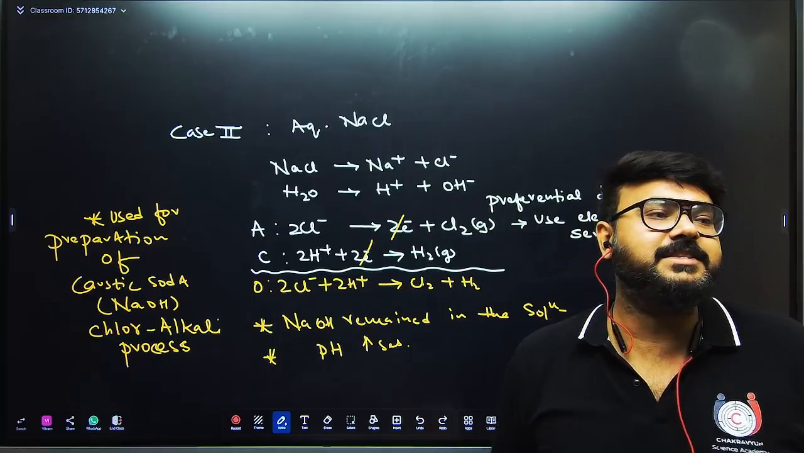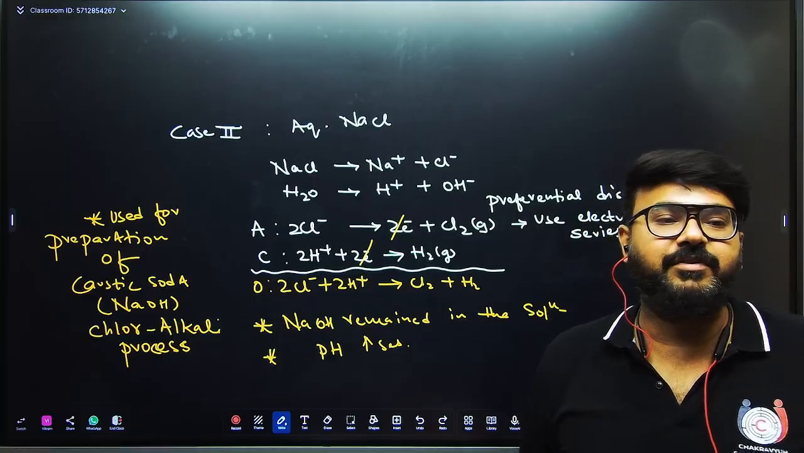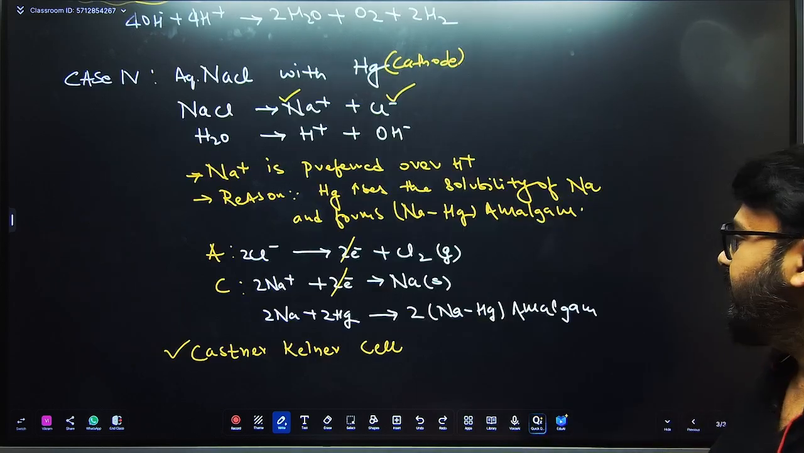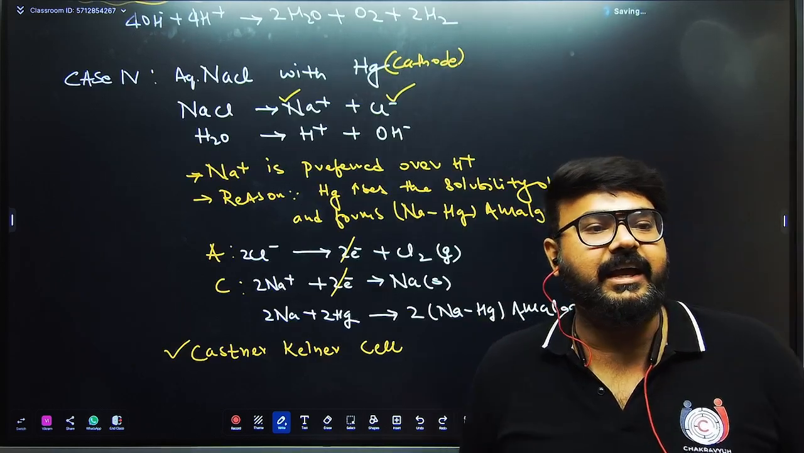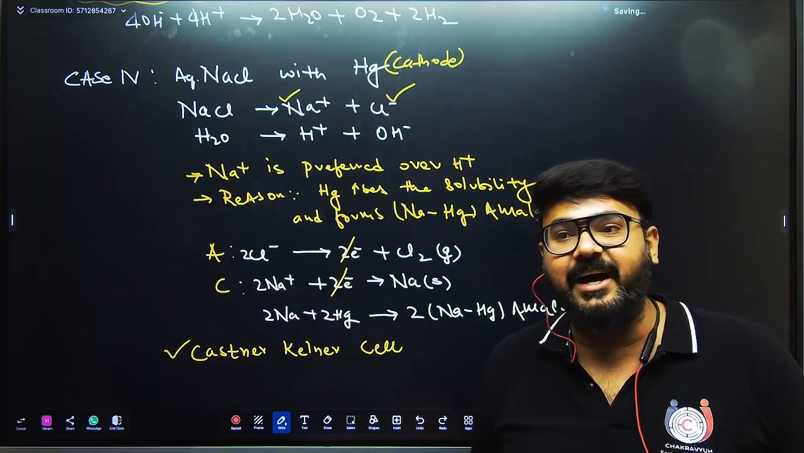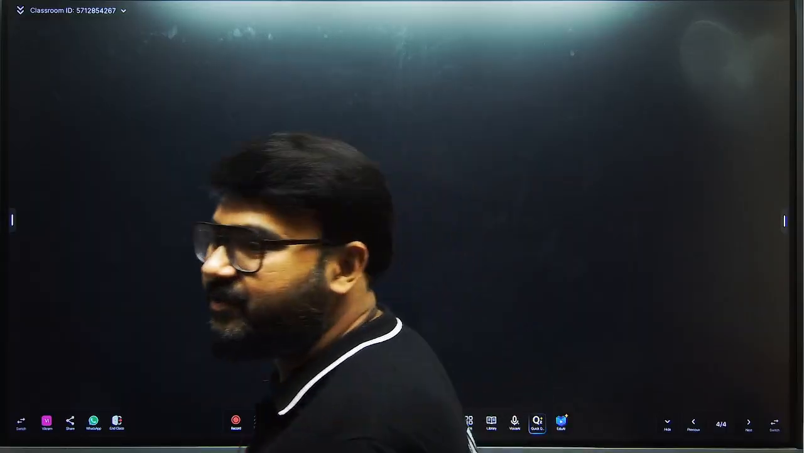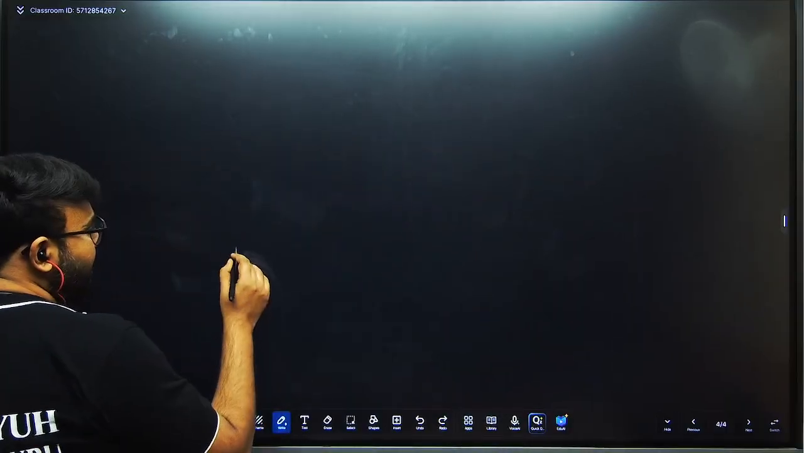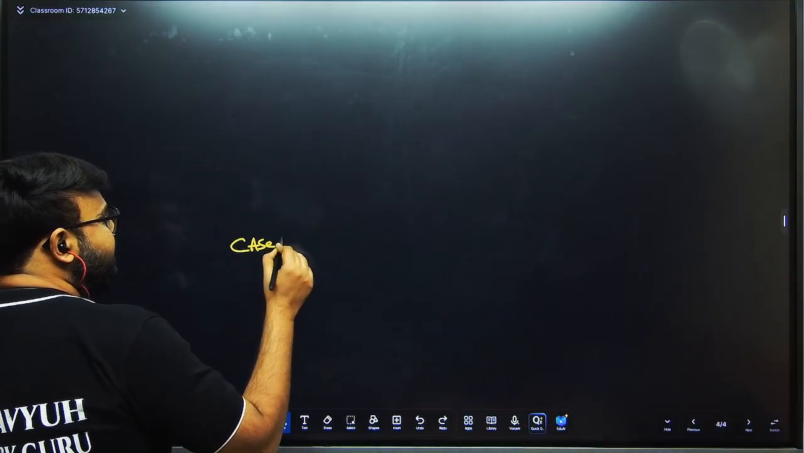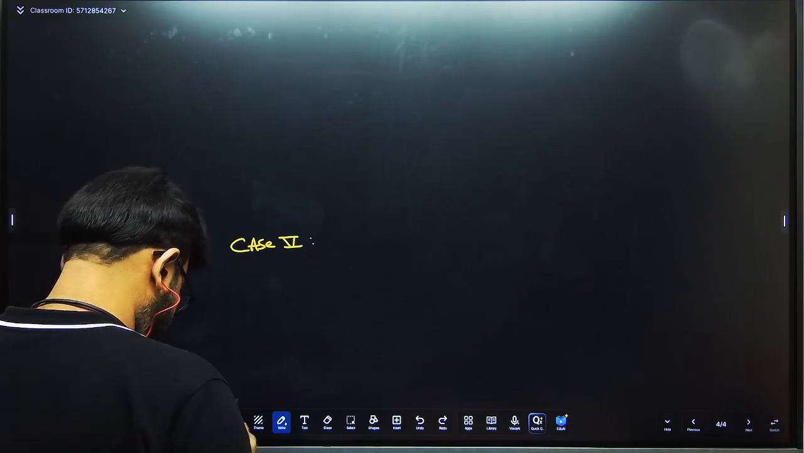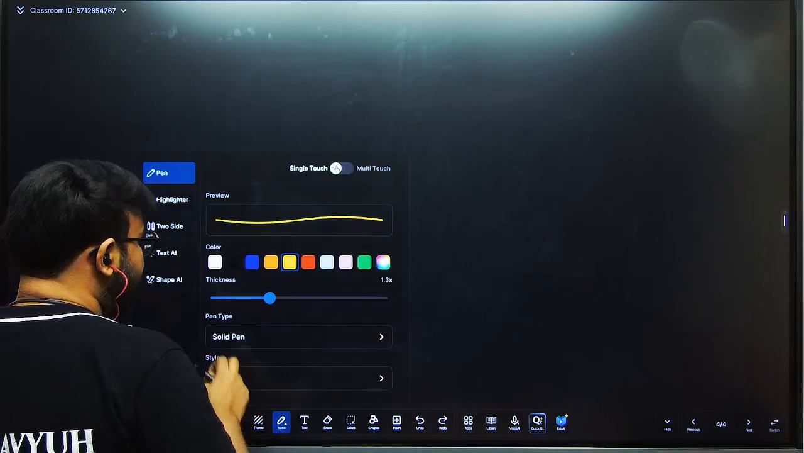Any guesses what is the last case? The fifth case. Any guesses anyone has? We will see when there is an active electrode. Yes. Fifth case is about active electrode. So all of you write down case number 5. The last one. Aqueous NaCl with active electrode.